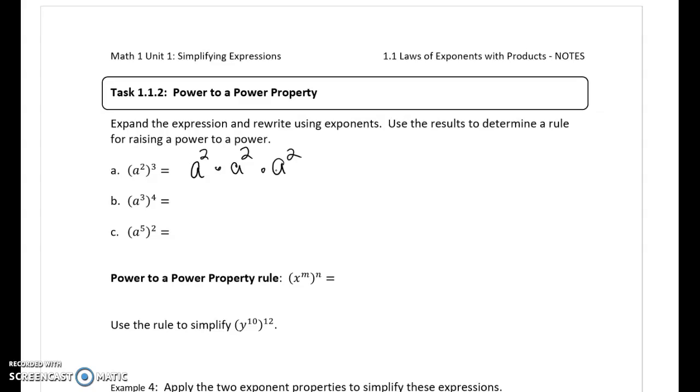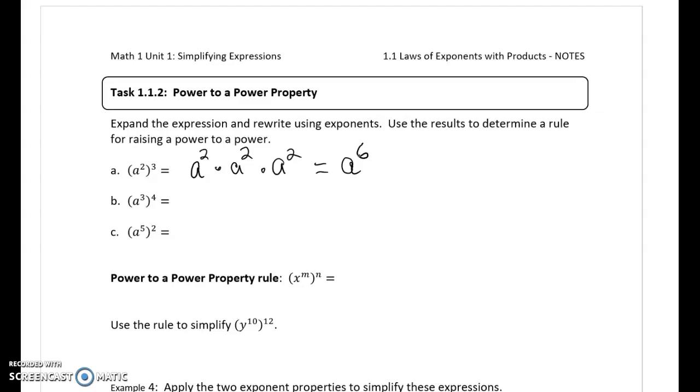All right, so now we're going to reassess what we have here. We want to think back to what we learned yesterday: when we are multiplying these exponential expressions and we notice that they have the same base, our answer is going to have that same base, and we're going to add the exponents. So it's going to be 2 plus 2 plus 2, which is 6. All right, so we got a to the 6th.